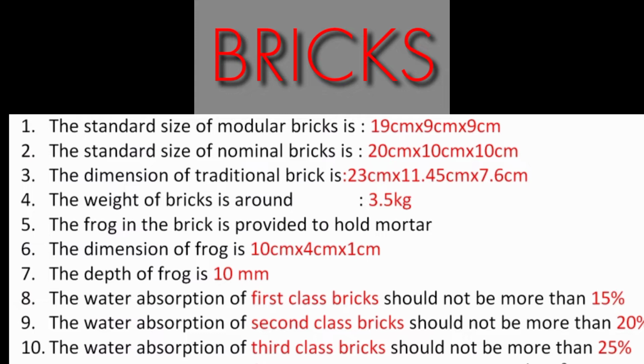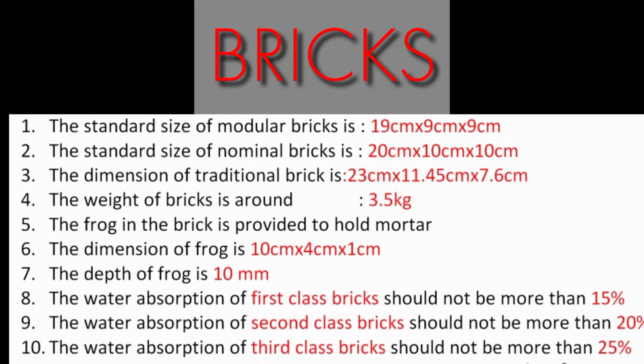The standard size of nominal bricks is 20 cm into 10 cm into 10 cm. The dimension of traditional brick is 23 cm into 11.45 cm into 7.6 cm. The weight of bricks is around 3.5 kg. The frog in the brick is provided to hold mortar. The dimension of frog is 10 cm into 4 cm into 1 cm. The depth of frog is 10 mm.